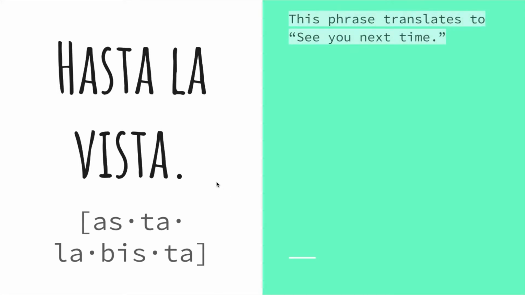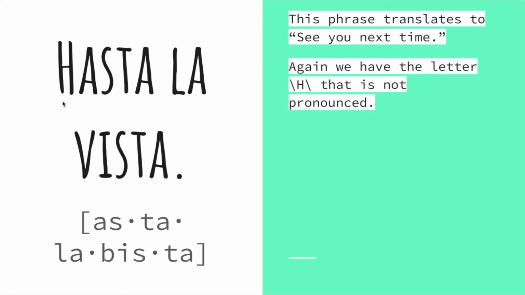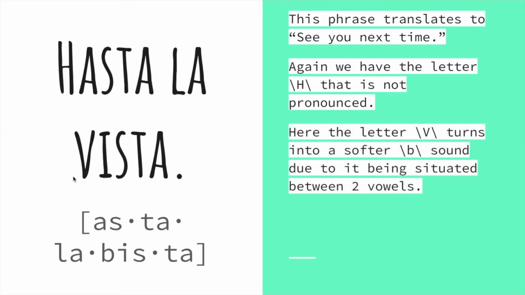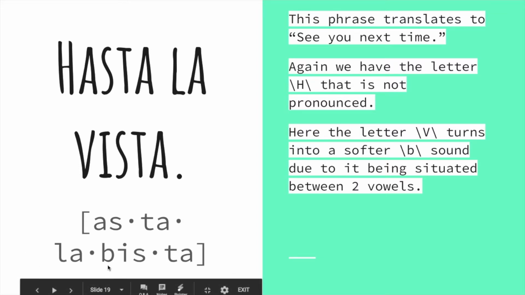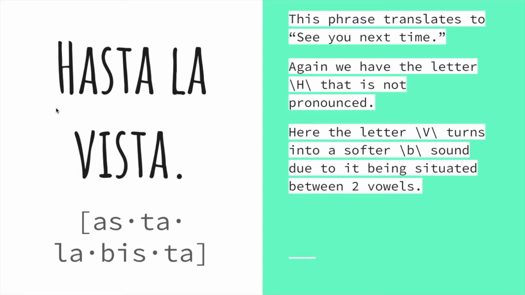And then the last one, hasta la vista. Repitan, hasta la vista. This translates into see you next time. And we have this letter H that we don't say. And right here in the word vista, we have a change in pronunciation. So normally the letter V, like Victor's, has a harder sound, v, v, v. But because you have the A in la and the I in vista, this sound turns into more of a B sound. So you don't say hasta la vista, you say hasta la vista. And that's just due to the location of those sounds.